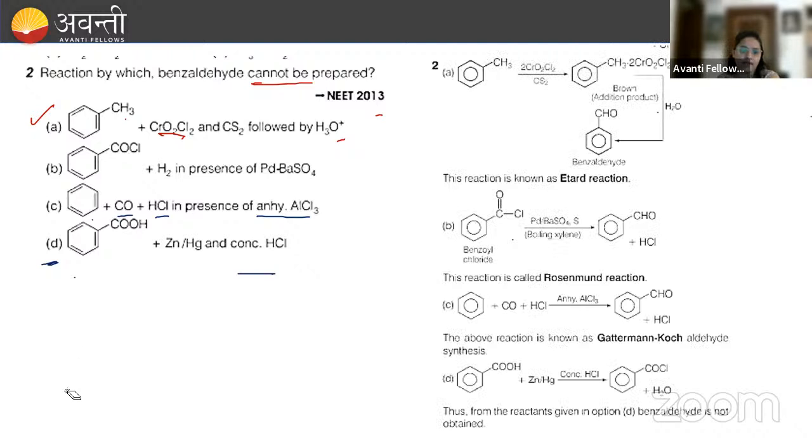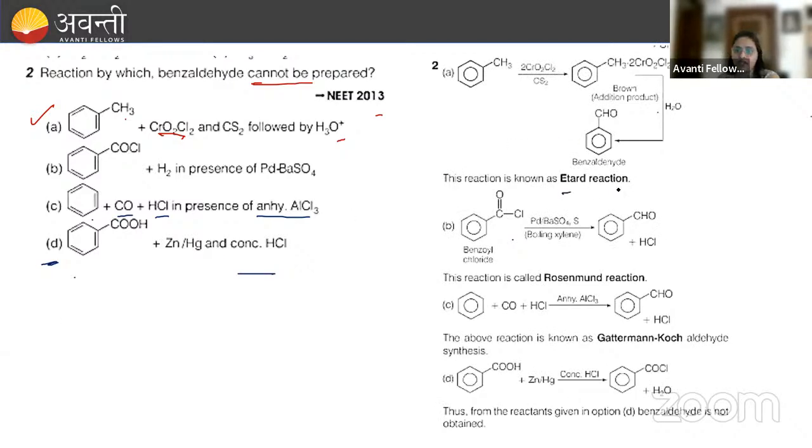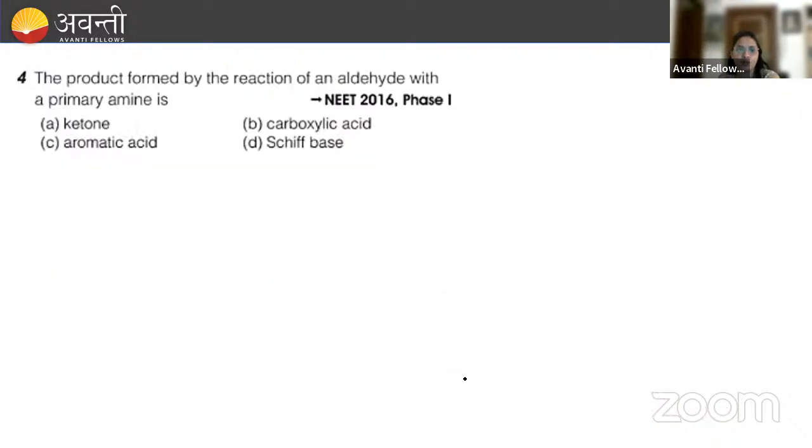Yes, so here I have written everything for you. Etard reaction, Rosenmund reaction, Gattermann-Koch reaction, but in this one we are not getting benzaldehyde, but we are getting acid chloride. Okay, benzyl chloride we are getting. So that's why we are not getting benzaldehyde, and that is our correct option. Next problem: the product formed by the reaction of an aldehyde. Are you getting this? Okay.